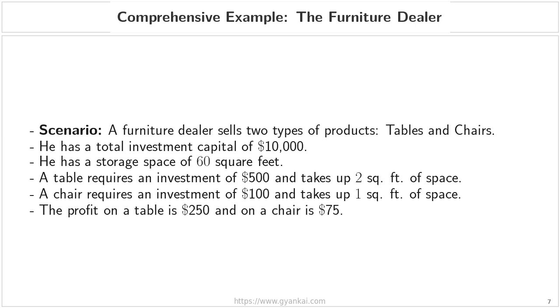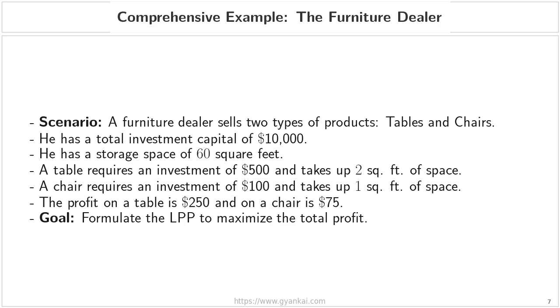Finally, we have our goal, which will form our objective function. The dealer earns a profit of $250 on a table and $75 on a chair. Our ultimate objective here is to formulate a linear programming problem where the goal is to maximize the total profit. In the next few slides, we will walk through the 4 steps we just studied to translate this word problem into a structured mathematical model.